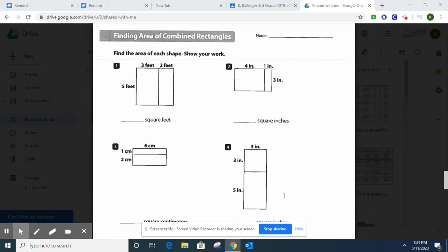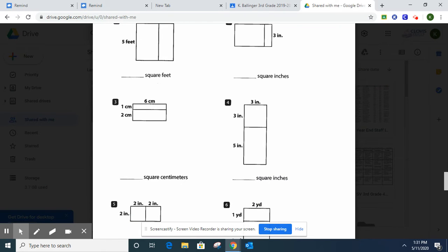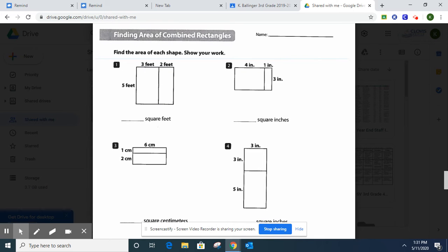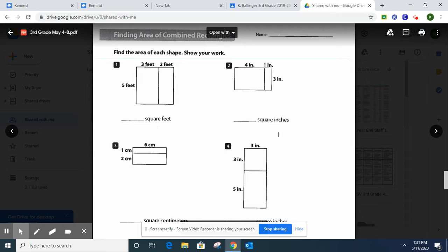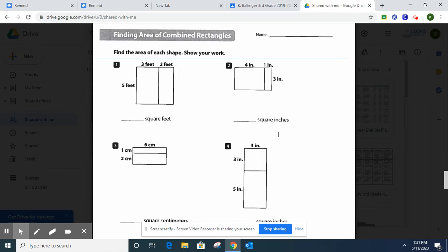Hi, students. The sheet that's up is from last week, but I wanted to review your area and then go over Friday's irregular area. So I wanted to go over this quickly with you. I've gone over area with you, so I think this one should have been okay. I didn't have any questions for it, but I just wanted to review it.